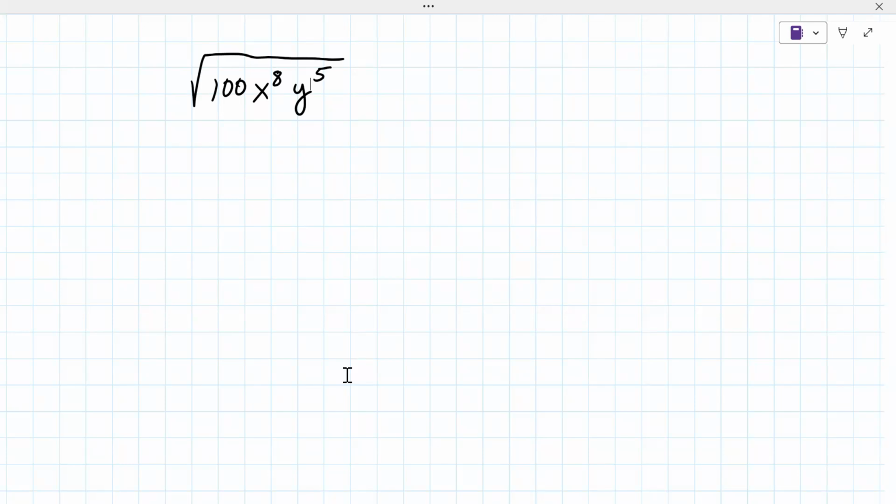Okay, I got 10 x to the 4 y squared. I might have messed up on one of the parts though. Square root of y is left over.